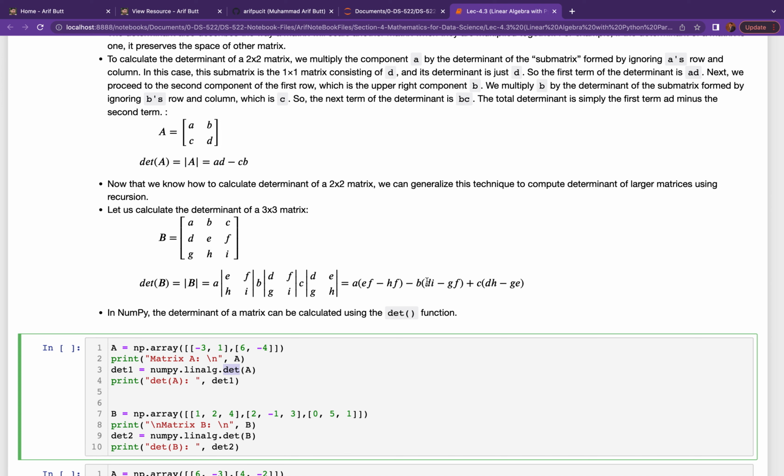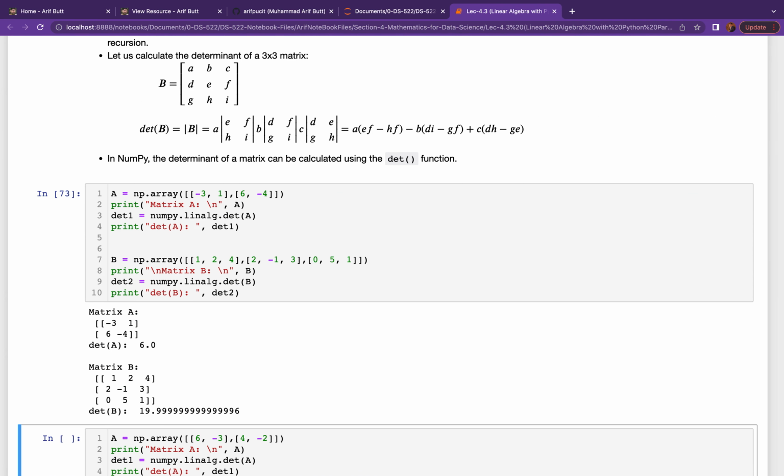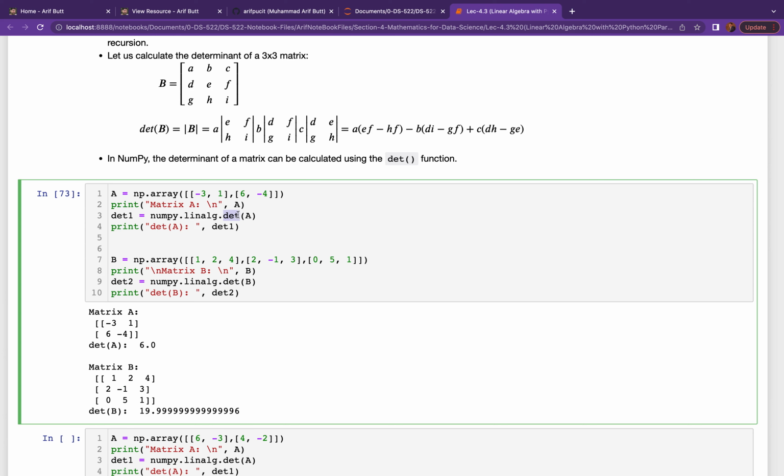And of course, this is shown over here. You can easily calculate it. I've ignored the minus sign before this B and the plus sign before this C, so you just don't forget this. And you can compute this using this Python code, using this det method of the linear algebra module of the NumPy library.